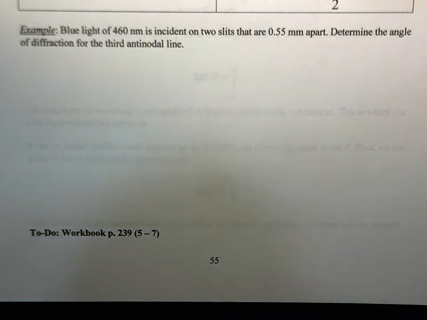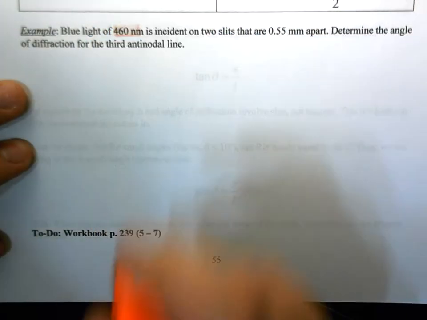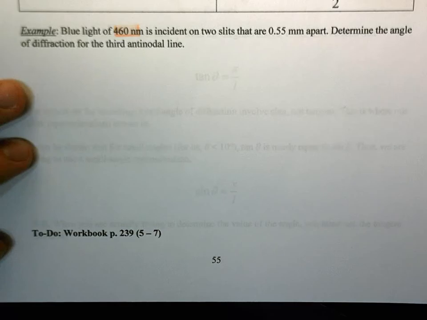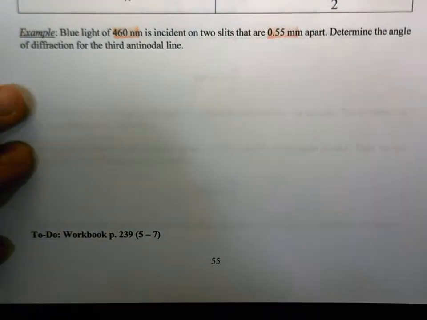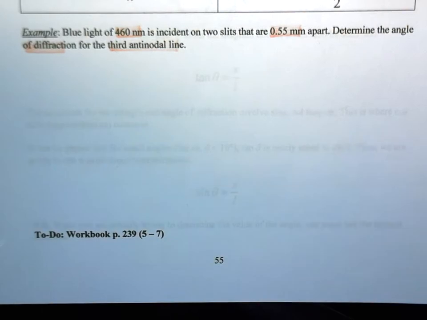So now that we've gone through the mathematical analysis of Young's double-slit experiment, let's actually apply the equations that we've learned. So we have blue light. It has a wavelength of 460 nanometers, and it's incident on two slits that are 0.55 millimeters apart. So we want to find the angle of diffraction for the third antinodal line.